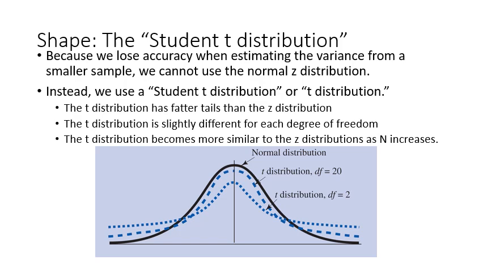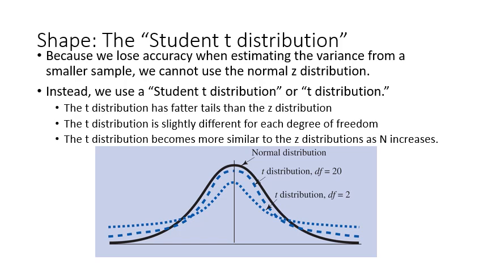The t-distribution has fatter tails than the z-distribution, so here we have the normal z-distribution in black. In this particular dotted line with dashes, we have a degree of freedom of 20, so our sample size is 21. And in this t-distribution with the dots, we have a degree of freedom of 2. So the sample size is 3. And we can see that there are very fat tails on this distribution with 2 degrees of freedom. It's shorter and it has fatter tails.